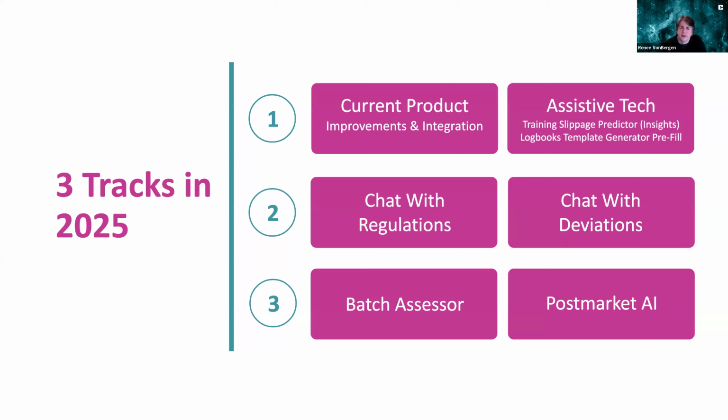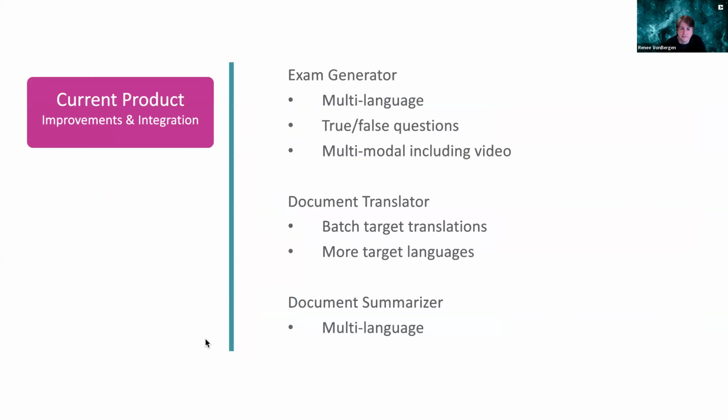The first thing that we'll be working on, which we did show as a proof of concept at Summit, is chat with regulations. And we'll talk about that in a second. And then chat with any type of your data, for instance, deviations being the first thing that we'll probably come out with there. It's in development right now. And then finally, some other add-on modules, and we'll jump into that as well. So 3 tracks that we'll cover.